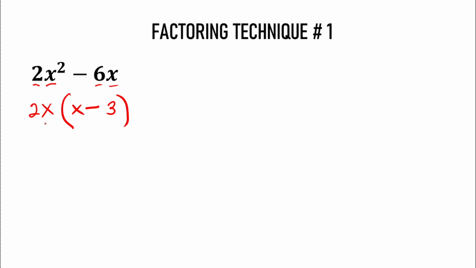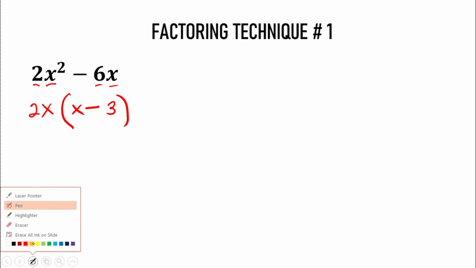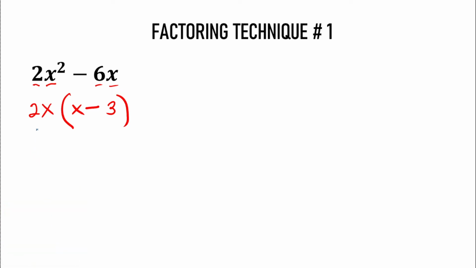If you are going to check if these factors are correct, we have our checking. To check if the factors are correct, just distribute 2x to each of the terms inside the parentheses. Let's have the checking. 2x times x is 2x squared, and 2x times negative 3 is minus 6x. Ibig sabihin, tama ang ating factors.